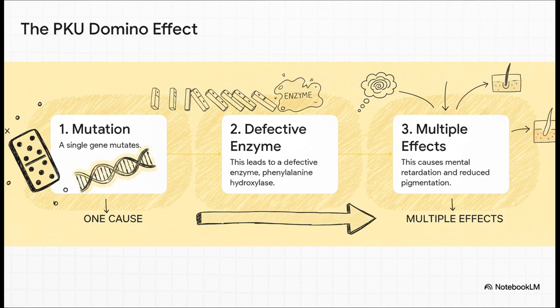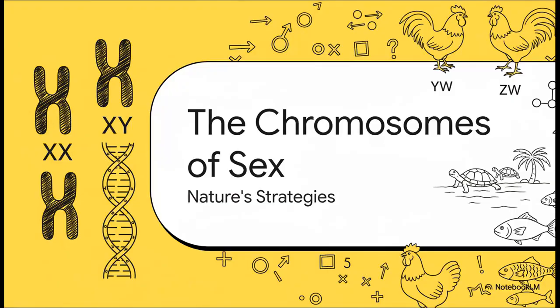This single biochemical problem then branches out and causes multiple, totally distinct symptoms, things like intellectual disability and also a reduction in hair and skin pigmentation. One cause, multiple effects. That's pleiotropy for you. Okay, let's switch gears and jump into another fundamental area of genetics, sex determination.